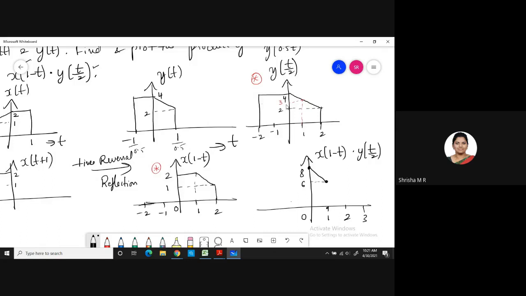And at 2, it will be at 4? See, because at 2 here we have amplitude 1 and here at 2 we have amplitude 4. So 2 ones are, it is 2 only, correct? Yes, ma'am, 2. So here at 2 you have amplitude 1 and here at 2 you have amplitude 2. So 2 ones are 2. So it will be at 2.